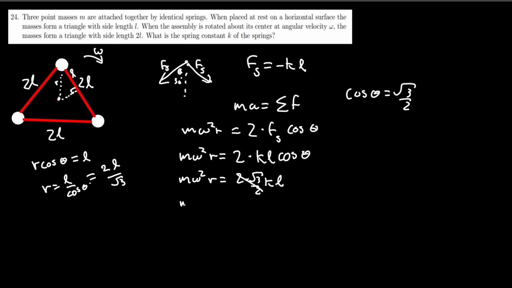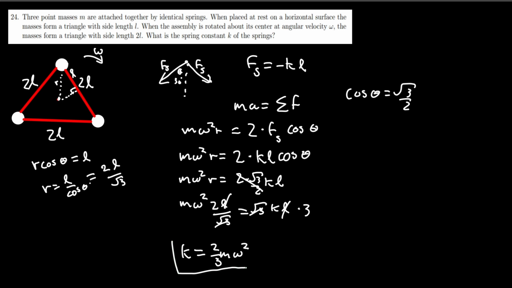We can plug that in here. m omega squared times 2L over root 3 is equal to root 3 times kL. Now we just solve for k. We can first multiply by root 3 on both sides, so this becomes 3. We can cancel out L, and now we can see that k is equal to 2 over 3 m omega squared. And this is the answer.